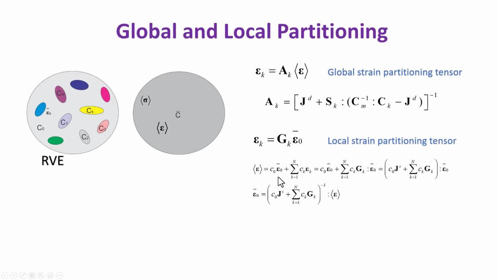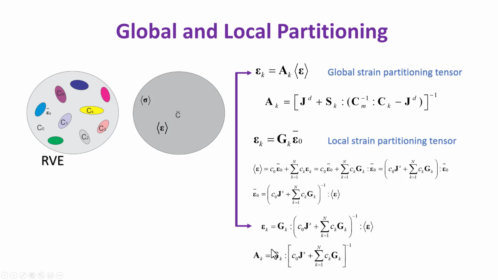Now remember this relationship we got in the last slide. Substitute this local partitioning relationship into this term. We get to this and eventually this relationship. This allows us to get an expression for the average strain or strain rate in the matrix phase. Now substitute this into this relation, we get this relationship. Now compare this relation, the first equation, and the equation we just obtained. The global partitioning tensor and the local partitioning tensor are related by this relationship.